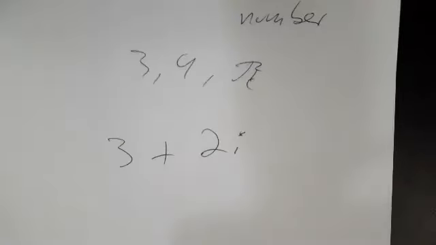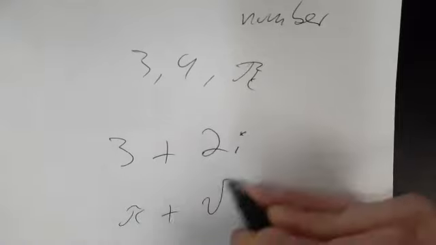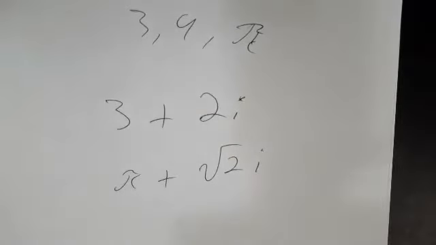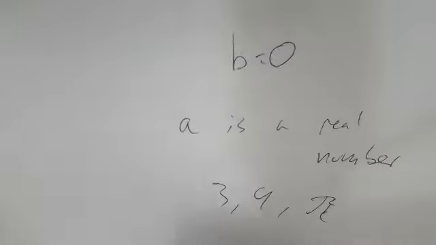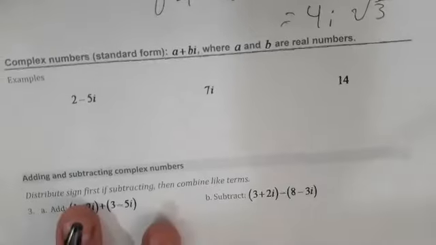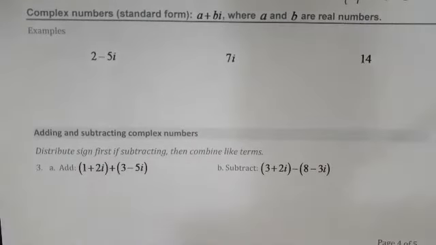Like 3 plus 2i, pi plus root 2 i. I can put any real number in those places. It can have a mixture of both real and imaginary components. And so with complex numbers, we can express all the pure imaginary numbers, all the real numbers, and any sort of number that we know of out there at this point. It's from the typical number set.